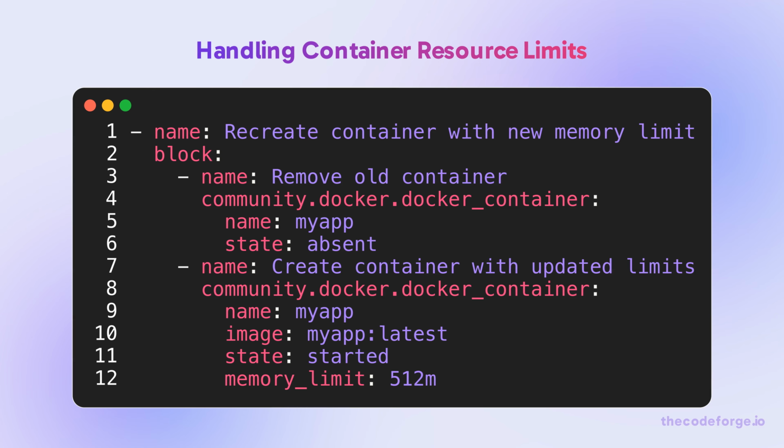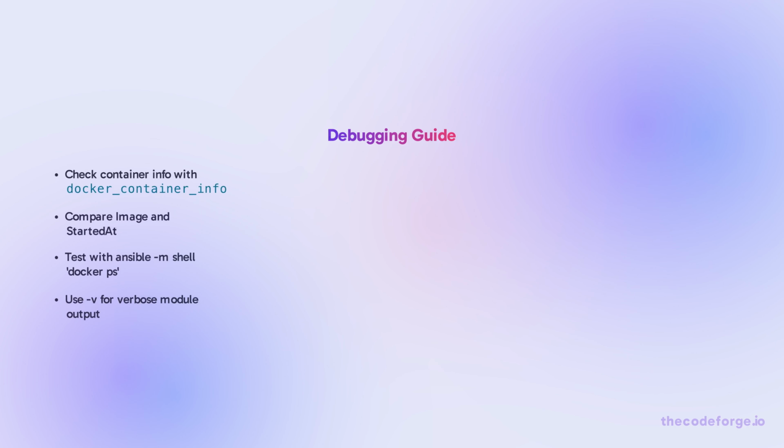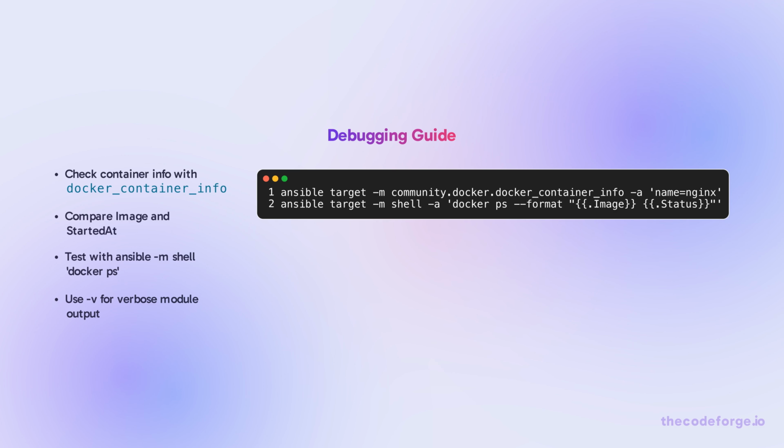When updating resource limits, for example memory limit, on an existing container, the module does not apply changes in place. You must destroy and recreate the container. Use state: absent then state: started in separate tasks. To debug container issues, use Docker container info to check the current state. Compare the image tag or start time to see if a restart happened. Use shell commands to inspect Docker directly.